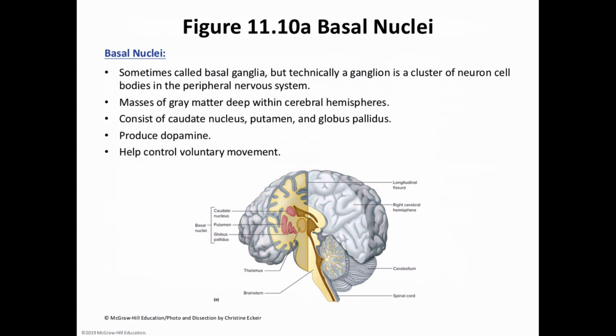I'll make it quick. The basal nuclei, also called the basal ganglia, are masses of gray matter deep within the cerebral hemispheres. They include the caudate nucleus, the putamen, and the globus pallidus. It is the basal nuclei that produce the neurotransmitter dopamine. I repeat, dopamine. If it weren't an important class, it is so important now.